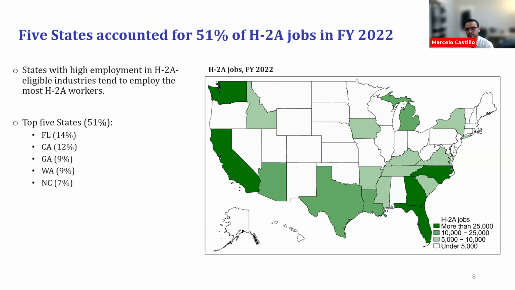California is growing quite a bit. Georgia and Washington with around 9%, and North Carolina with 7%. You add all these up and you get 51%. So top 5 states take a little bit over half of all H2A jobs.